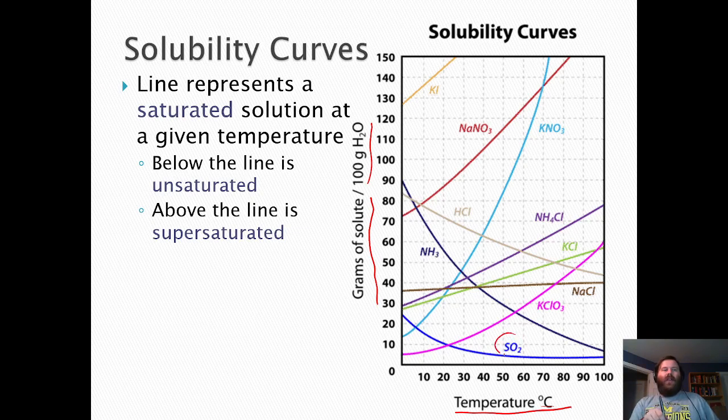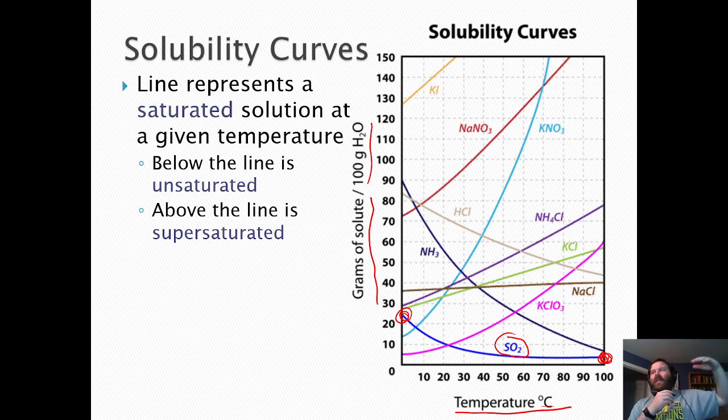As an example, looking at sulfur dioxide down here, you can see that at 0 degrees Celsius, right here, about 25 grams of it will dissolve in 100 grams of water. But then if you heat it all the way up to 100 degrees Celsius, which is the boiling point of water, then less than 5 grams will dissolve in it. This is a gas, by the way, which is why it behaves like that.